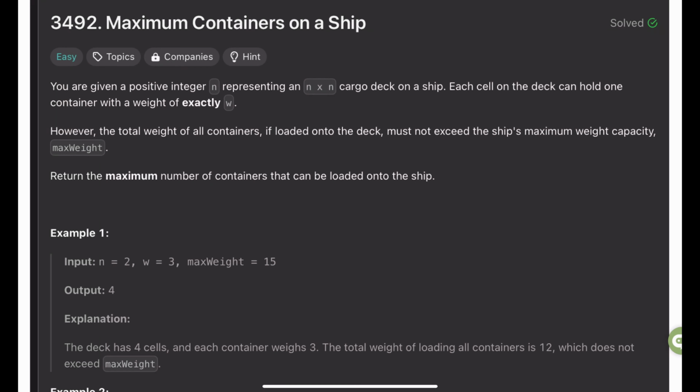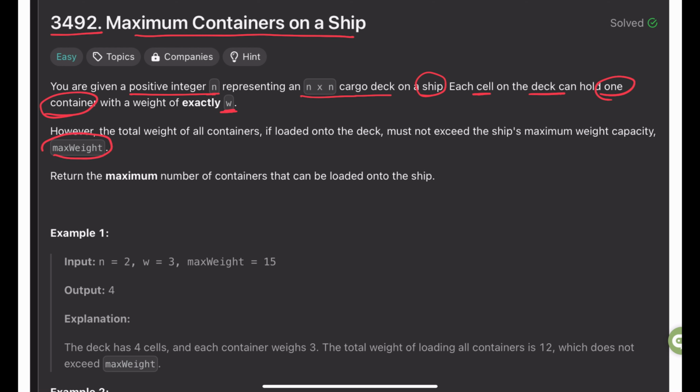Hello everyone, in this video we'll be solving problem 3492, maximum containers on a ship. The problem statement is we are given a positive integer n representing an n by n cargo deck on a ship. Each cell on the deck can hold one container with the weight exactly equal to W.